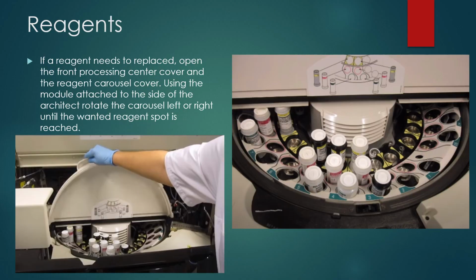If reagents need to be replaced or more need to be added because we're running low, we would have to put the Architect into standby mode. Once it's in standby mode, we would open the front processing center cover and then the reagent carousel cover. Now there's a module that's right around over here that we can't see pictured here, but it lets you spin the carousel to the left or to the right until a position that you would like to place the reagent bottles into comes into view.